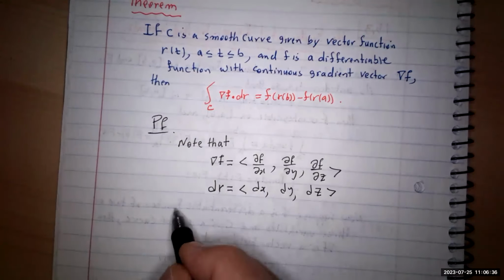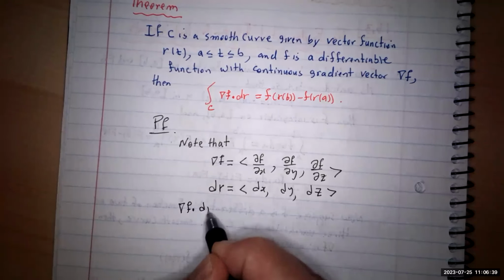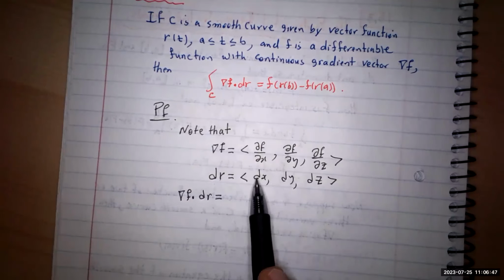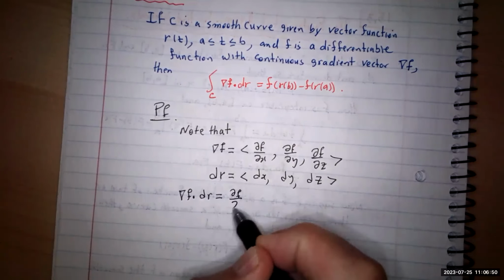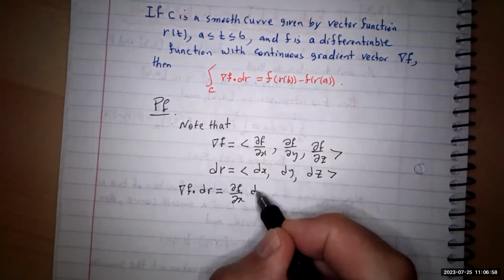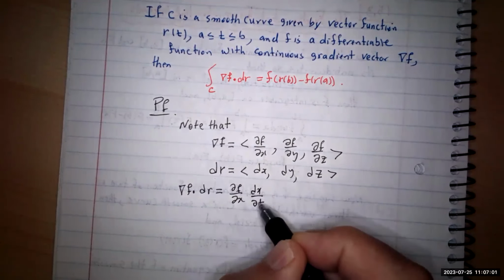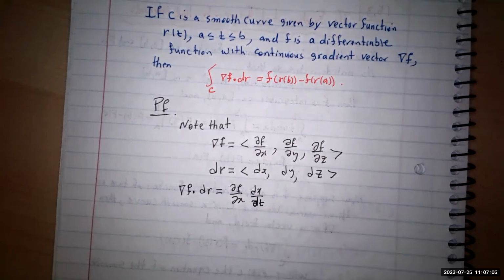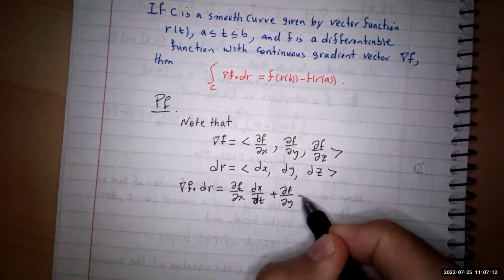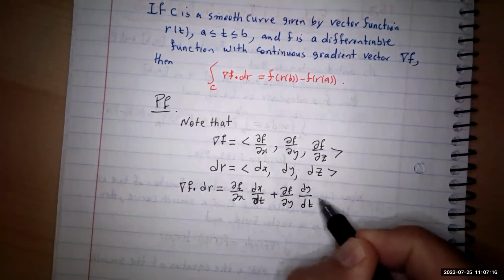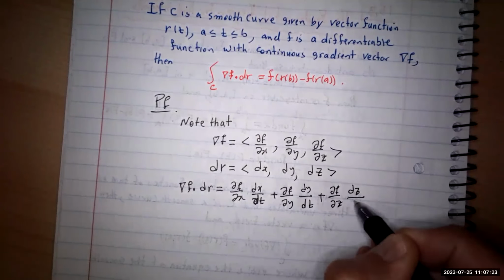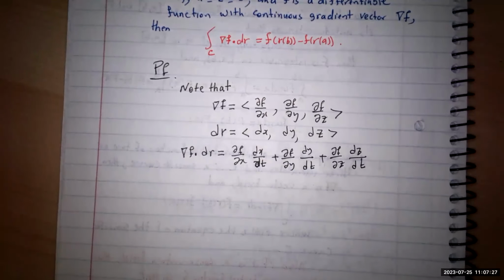So dot product. This is going to be the gradient dot dr. Remember, the result is going to be a scalar function. So this is going to be the partial of F with respect to x times dx. This is with respect to the time, it's x prime of t, so it's going to be something like dx/dt dt. Or the differential of t is the same because it's going to be a function of one variable, plus the partial of F with respect to y times dy/dt, and plus the partial of F with respect to z times dz/dt. Okay, that gives you this one.